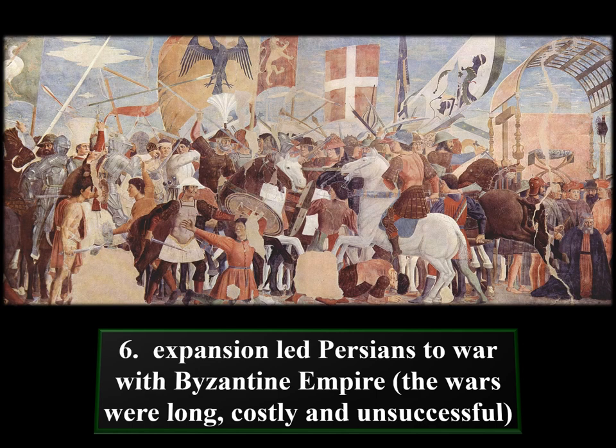Expansion led the Persians to war eventually with the Byzantine Empire. Now, the Byzantine Empire will be the eastern half of the Roman Empire that will be left when the western half falls at the end of the classical period. We'll talk more about this later in a later unit. But these wars between the Persians and the Byzantine Empire were long and costly and ultimately unsuccessful. The Persians under the Sassanids will not be able to conquer the Byzantine Empire, although they will shrink it for a while.